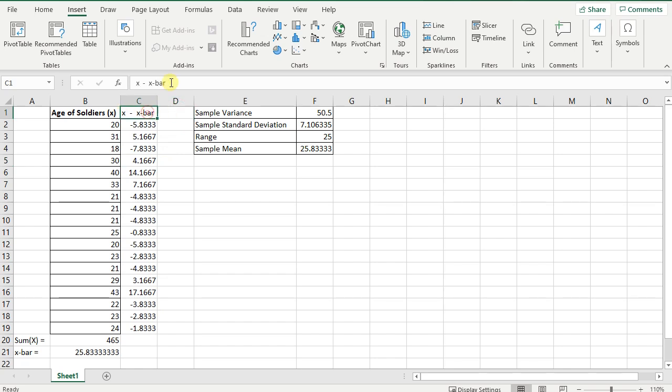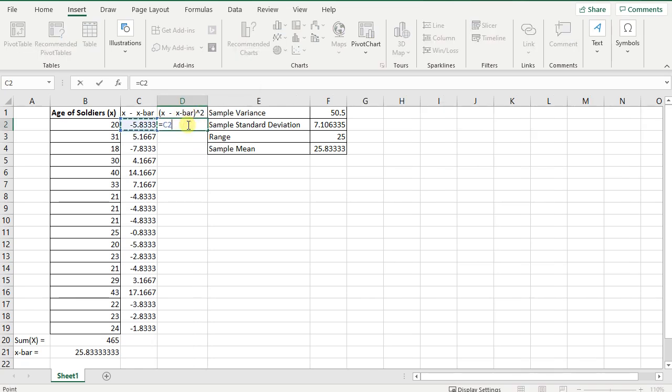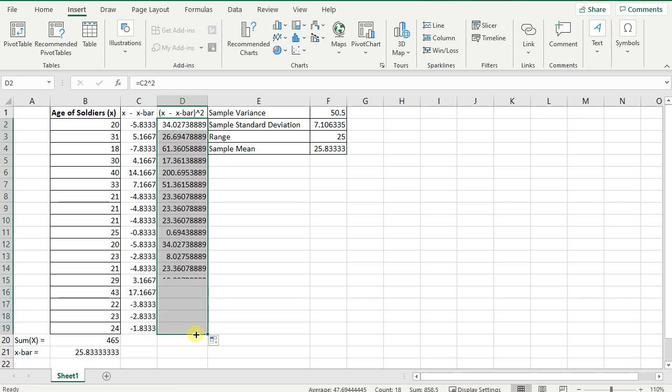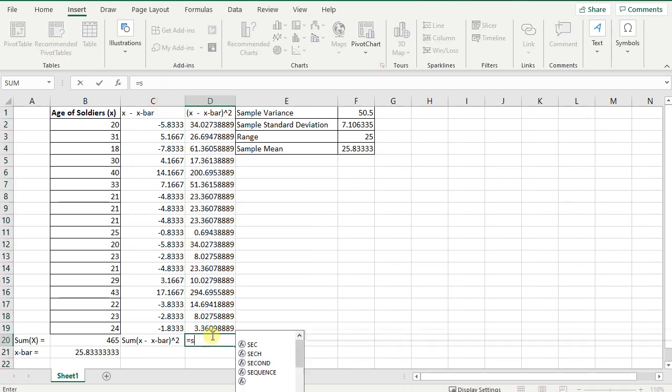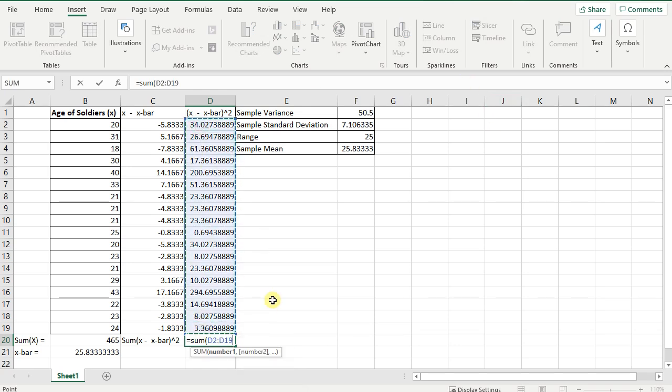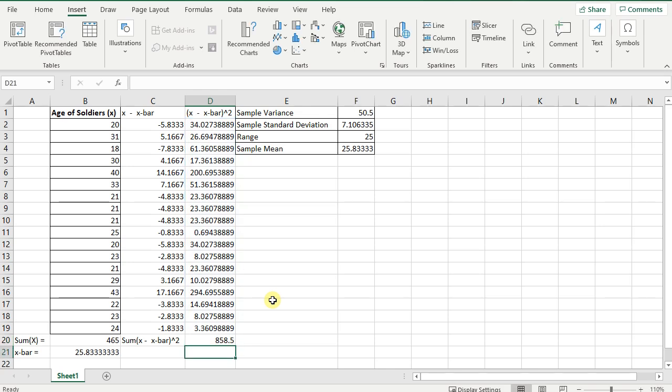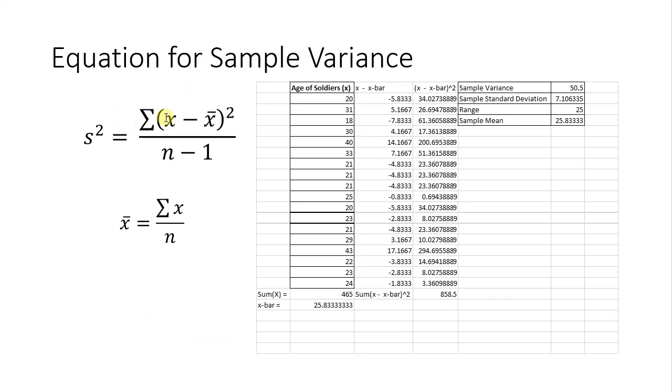Then I want to take this and square it, so I want to find x minus x bar squared. I'll take x minus x bar, use the caret and write 2 so that it gets squared. Then I'll scroll it down so it does it for everyone. You see everyone is getting squared. Then I'll need to find the sum of x minus x bar squared, so I'll do equals the sum of all of these and press enter. That's what you see up top here, the sum of x minus x bar squared. Then I just need to divide it by n minus 1.